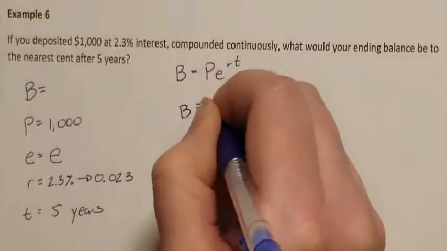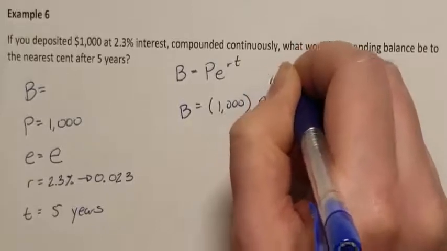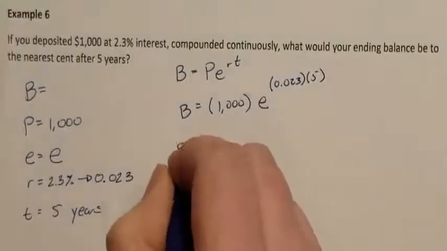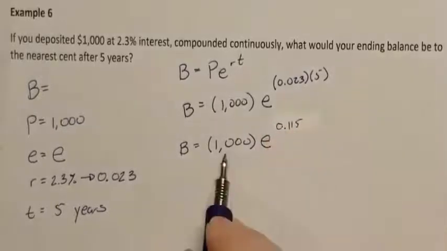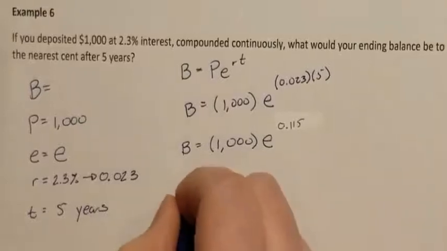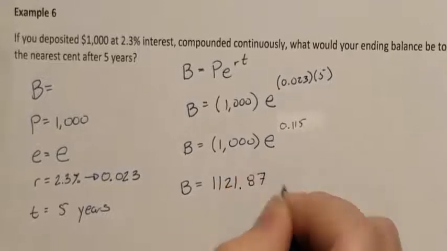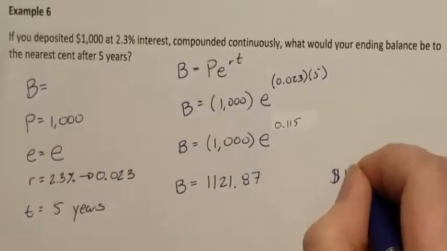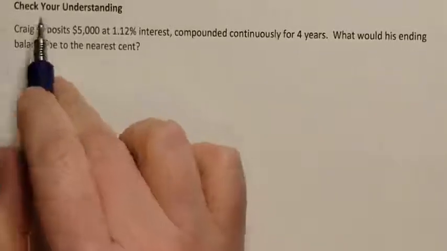So B equals, here is my principal, e to the rate times your time. So I'm going to simplify my exponent. So simplify my exponents, that's 0.115. Typing all of this into your calculator, including the variable e, you end up getting B to equal 1121.87. So that meant that your ending balance after 5 years is $1,121.87. Now let's check your understanding.